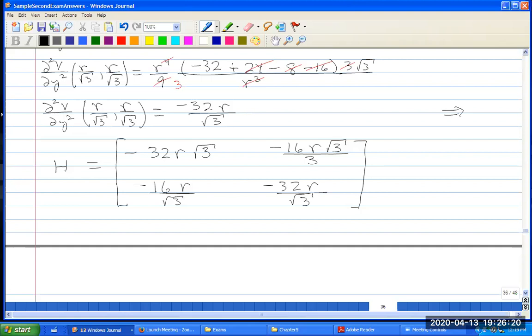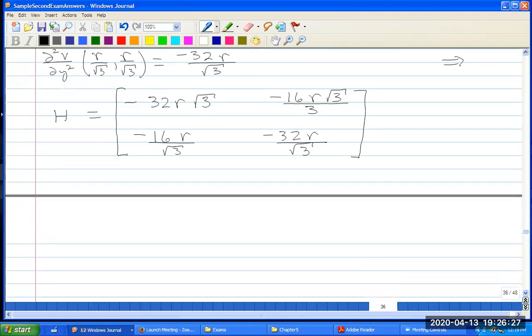Okay, so now let's finish off the second derivative test. So I noticed that at the critical number, this was negative over rad 3. Keep writing it the wrong way.